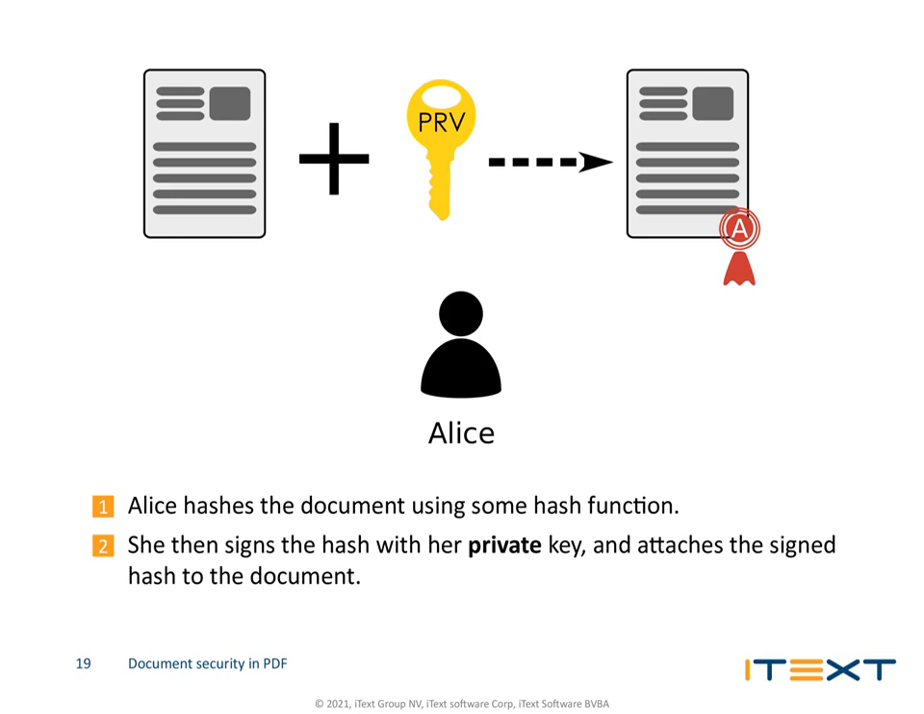Say that Alice is signing a document that she wants to send to Bob, just to stick to the same two people from before. It happens in a couple of steps. First, Alice hashes the document using some hash function. Then she signs the hash with her private key and attaches the result to the document that she's about to send to Bob.